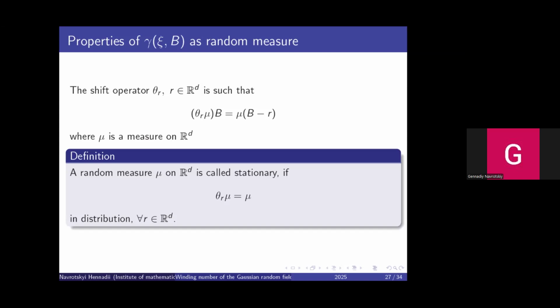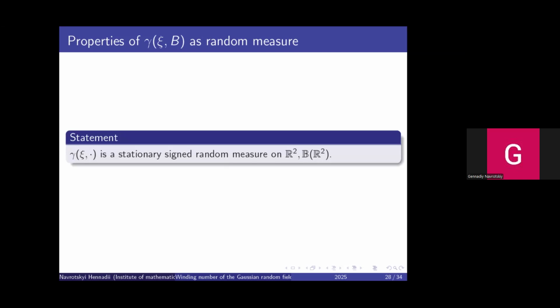Yes. Further, let us define what the shift operator is, and let us define what a stationary random measure is. A random measure on R^d is stationary if its distribution does not change under any shift in space by r from R^d.